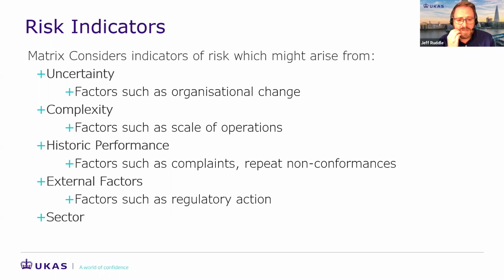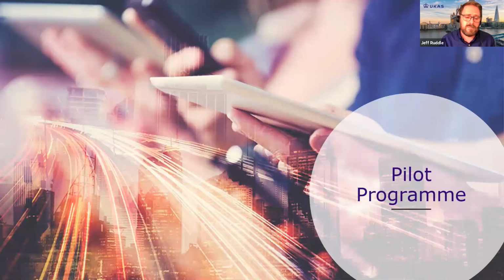The historic performance: have we had complaints about that organisation that have been upheld? Have there been repeat non-conformities found at the organisation? Then external factors: have regulators that are relevant for that area taken regulatory action against that organisation? And then what are the risks for the sector? What are the implications should things go wrong? So those are the 5 broad categories of where the risk indicators sit.